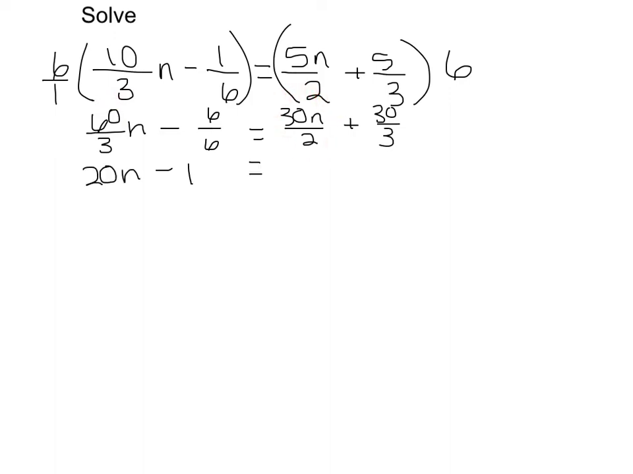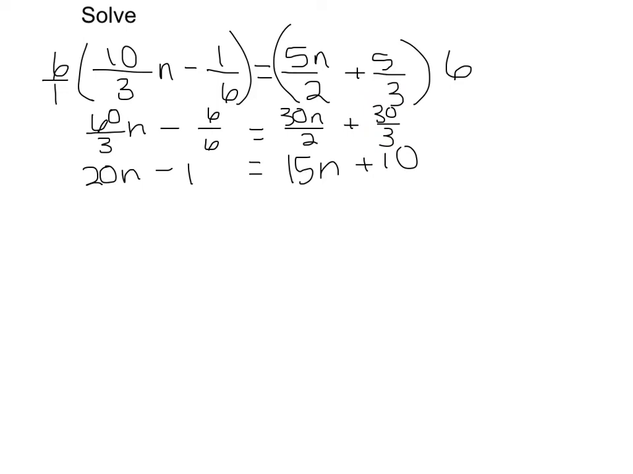30n over 2 equals 15n. Remember, your fraction bar means division. It's a grouping sign and division sign in one, so that's just 30 divided by 2. And then, of course, the 30/3, or 30 divided by 3, equals 10. So now I have an equation that's significantly easier to solve because I have eliminated my fractions by multiplying all of my terms by the least common denominator. So here I have 20n minus 1 equals 15n plus 10.